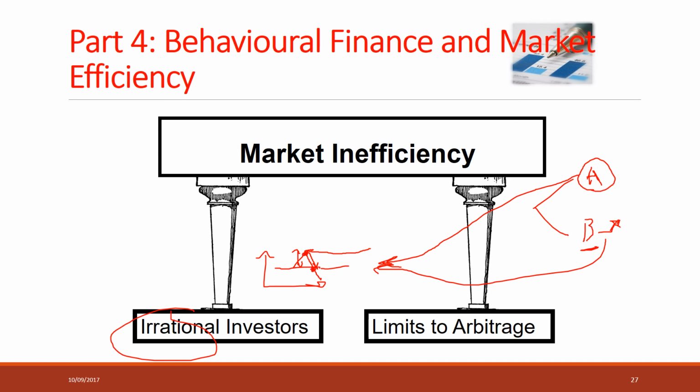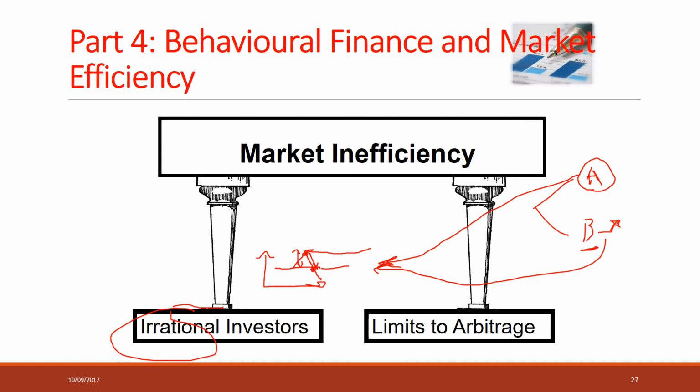So the implication here is, therefore, we can have irrational investors in the market for sure. However, if we have rational investors also in the market and they are free to do arbitrage, then market prices would not deviate from the equilibrium for very long. So overall, on average, the market will still be efficient even though we have irrational investors, provided that we have arbitrageurs also.